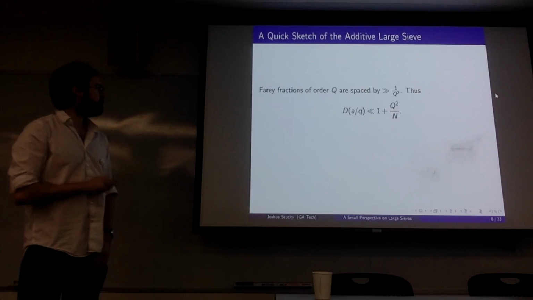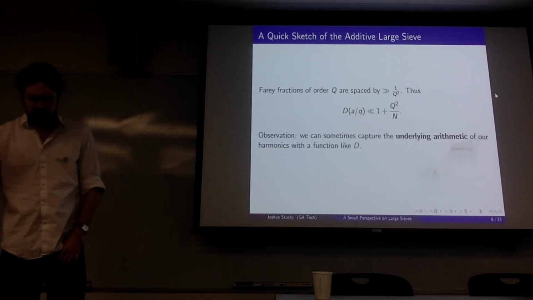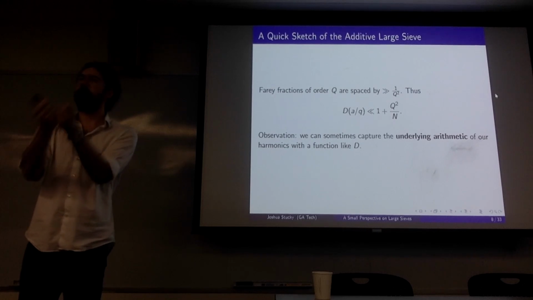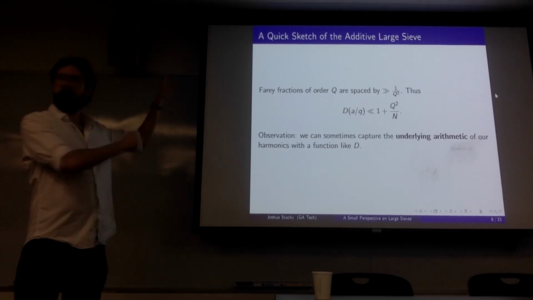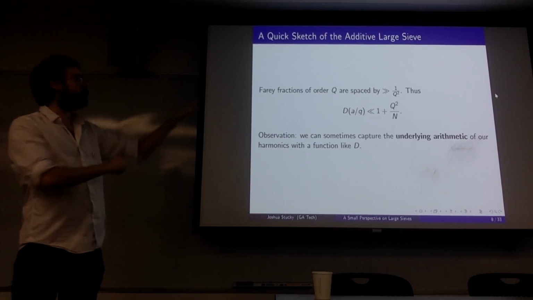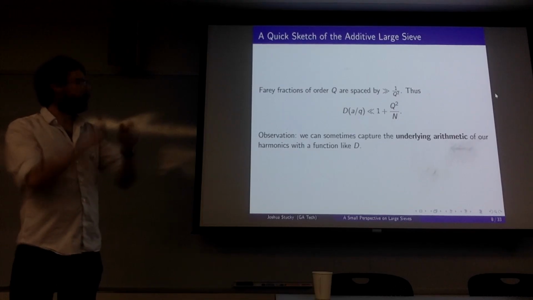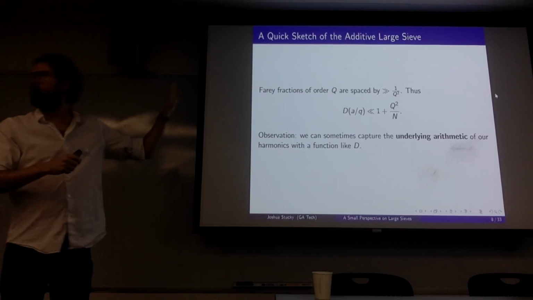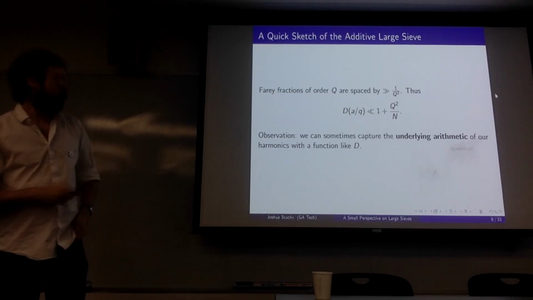Okay. So, observation is that you can sometimes capture the sort of underlying arithmetic of your family of harmonics by doing an argument like this. So you can introduce this coefficient d that will kind of capture the arithmetic of your problem. Okay, and this will come up a little bit later on in the talk.